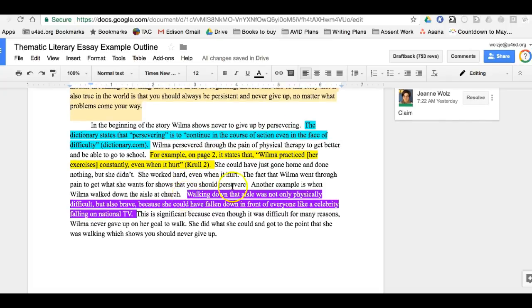So I said, walking down the aisle, this is my simile. "Walking down that aisle was not only physically difficult, but also brave, because she could have fallen down in front of everyone like a celebrity falling on national TV." This is my simile. I'm not totally thrilled with it. I could make it better, but you get the idea. I was just trying to find something I could compare to that would make this braveness stand out a little bit more, because without the simile, it doesn't stand out that much.